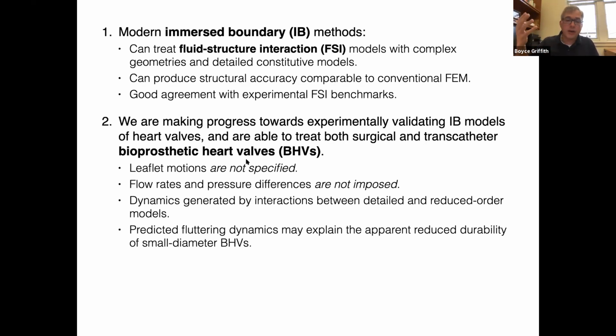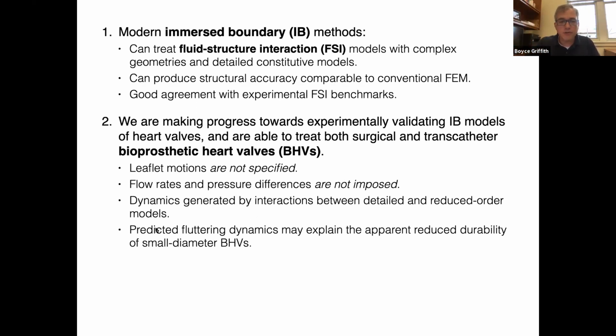In all of these simulations, the leaflet motions are not prescribed. How the valves open and close is not prescribed. The flow rates and pressure differences are not imposed directly. All of the dynamics in these simulations are generated by interactions between detailed FSI models and reduced order boundary models. At the end of the day, the way that the valves open and close, the way that the leaflets contact each other, the way that the structure, the stents, interact with the aortic root is not prescribed in advance.